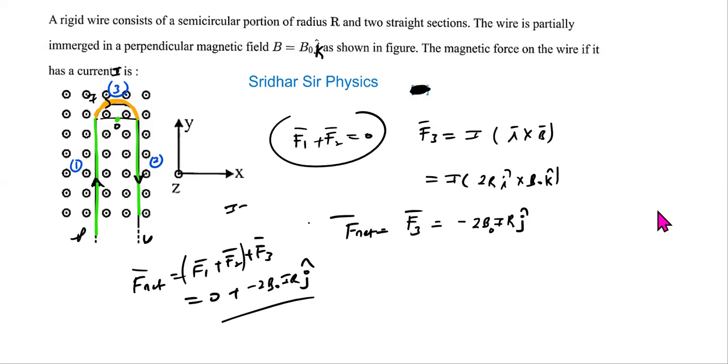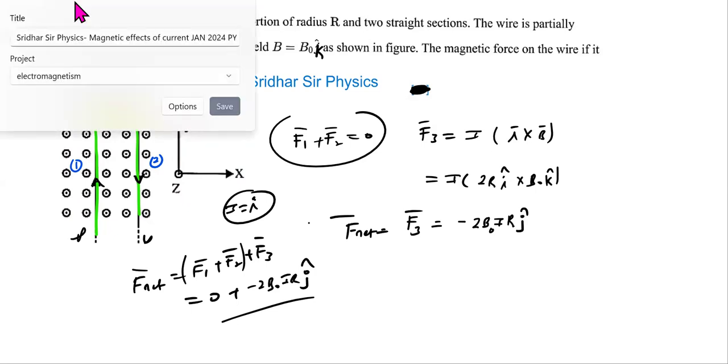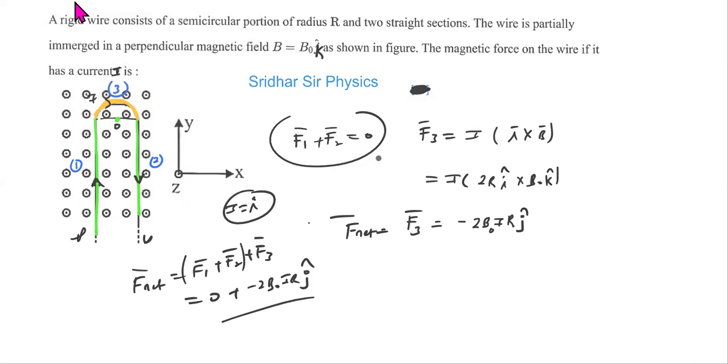Capital I we are replacing with small i, so that you should not get confused with the unit vector i cap. The Ampere force formula, you have to remember this formula: F equals B i L. Next question we'll take.